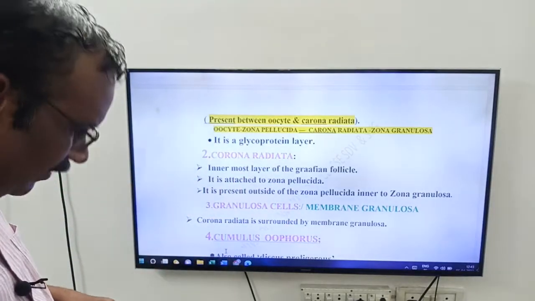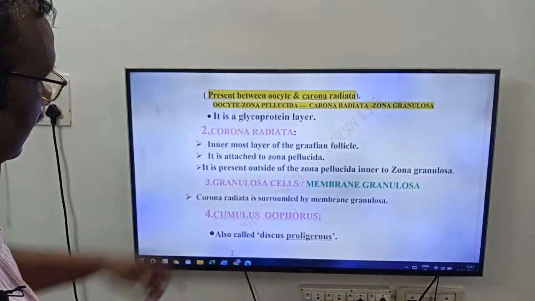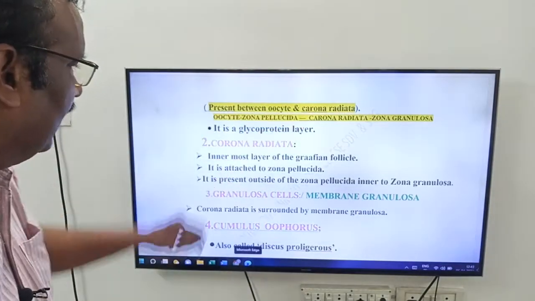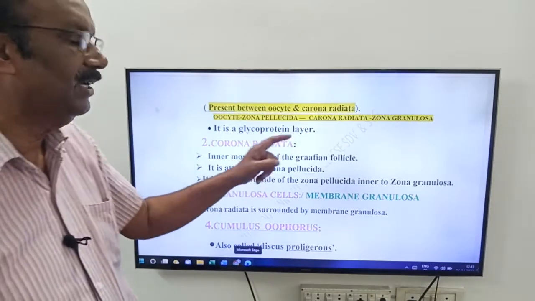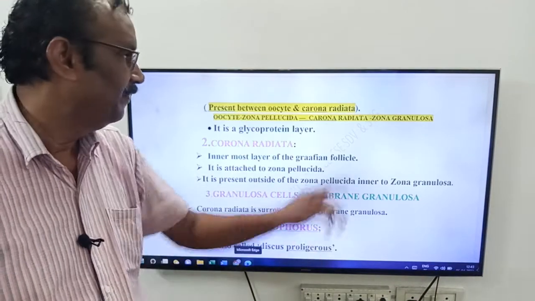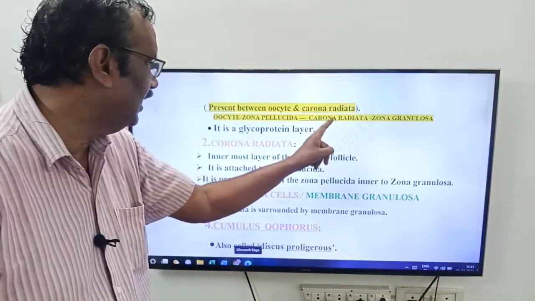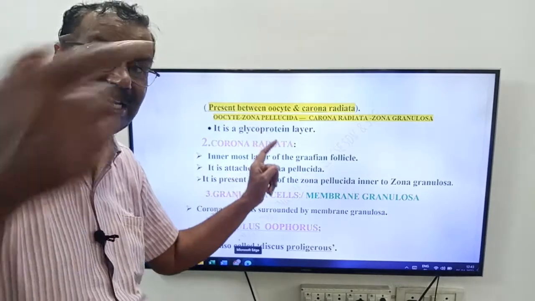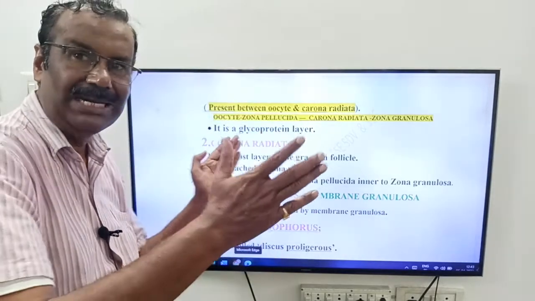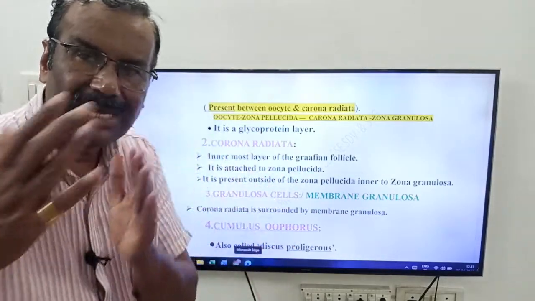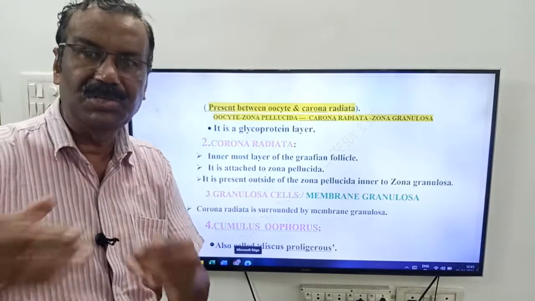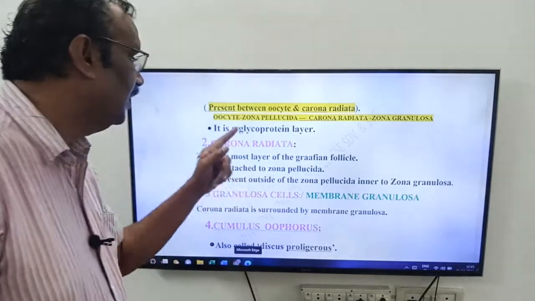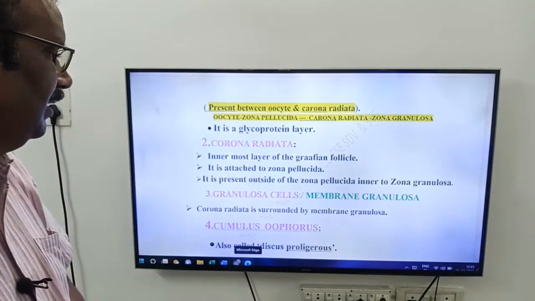Now come to the second one, friends. What is the second layer? Corona radiata, the innermost layer of the Graafian follicle. Zona pellucida is the layer of the oocyte, so we are not considering it. If you consider the Graafian follicle, the innermost layer is the corona radiata.